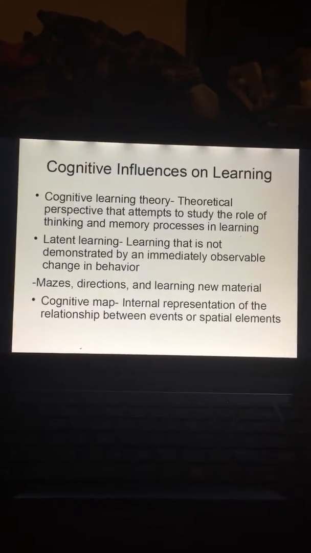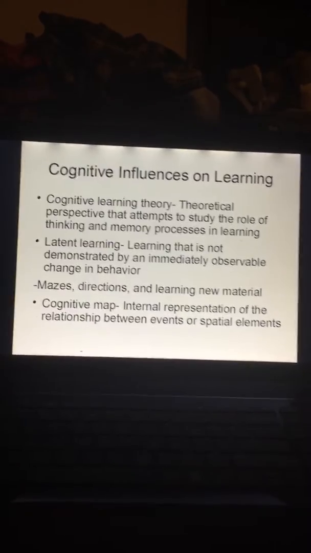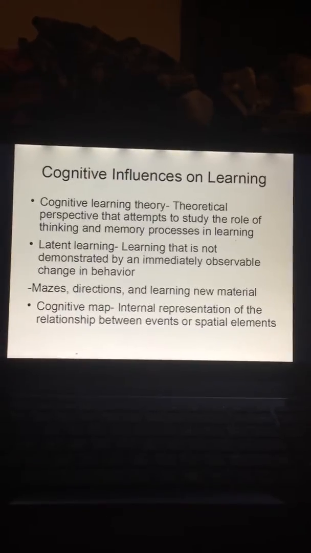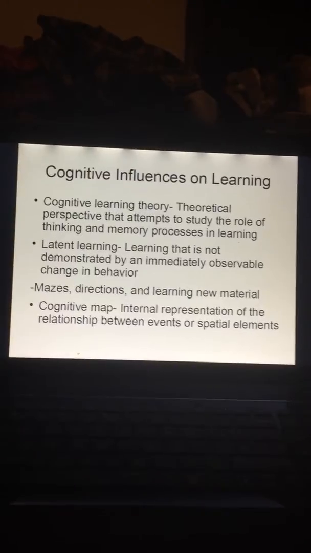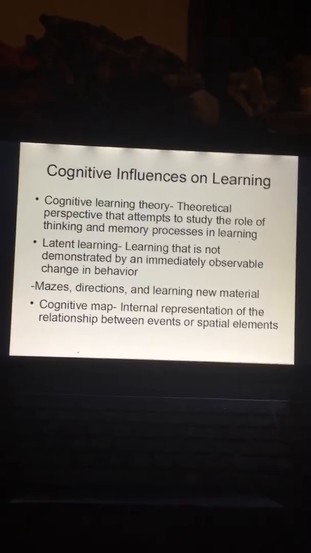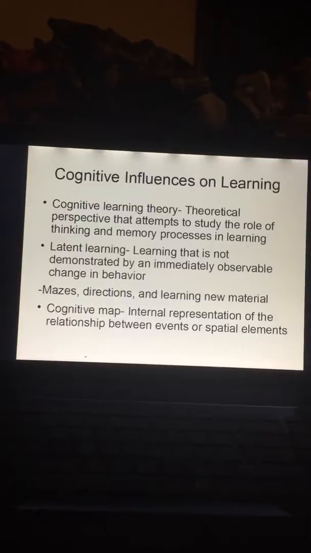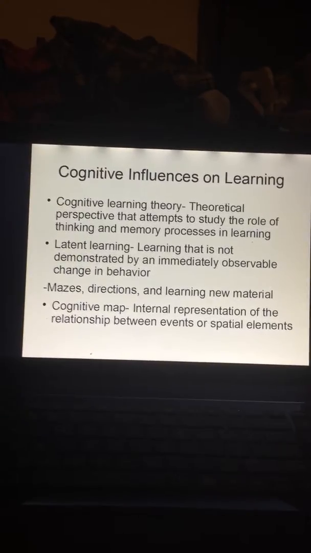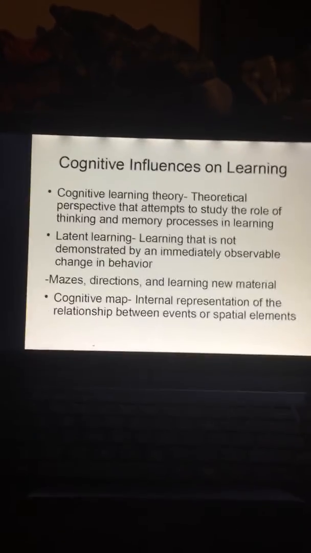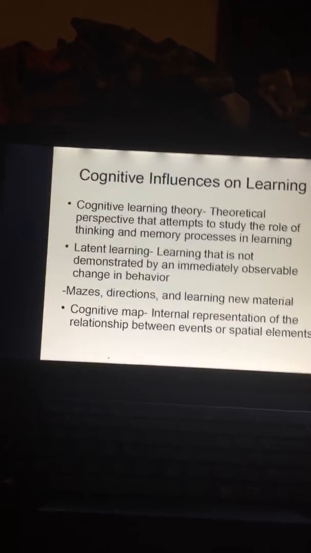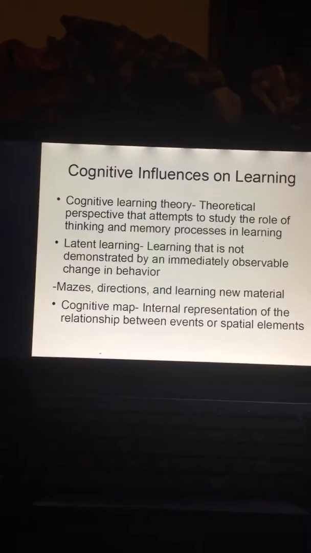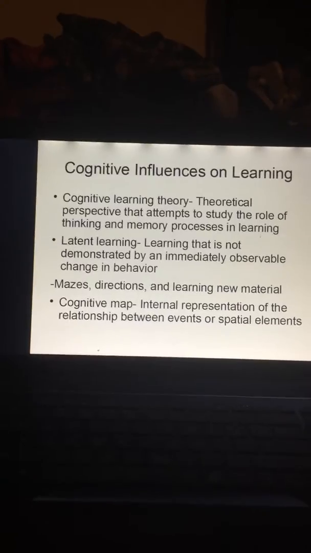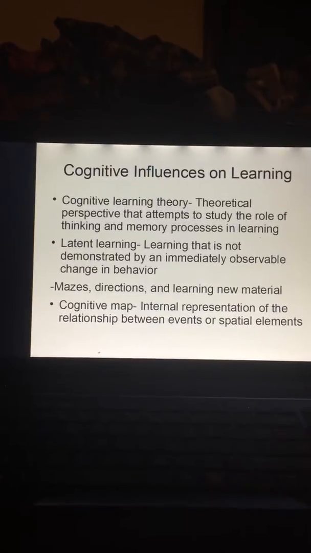Now, this is kind of proven by the thought of a cognitive map. You probably have a map of how to get to school from your house, how to get to the mall from your house, how to get to work from your house, or how to get to work from school. But in order for that to happen, you have to have a map in your head as to how to get to all those places. If the mind didn't exist, chances are the cognitive map wouldn't be able to be formed. The ability to know where you are in space is what a cognitive map is. It's an internal representation of the relationship between events or spatial elements.